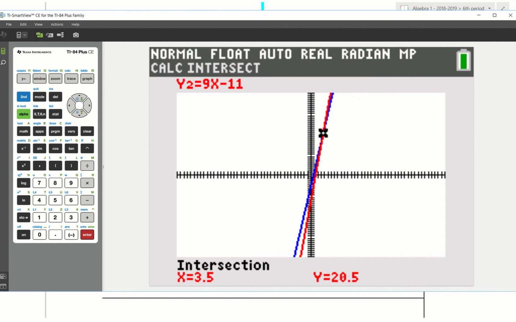We just need to go second, trace, and then we're looking for the intersection, so we press 5. We make the question marks go away, enter, enter, enter, and there's your answer.